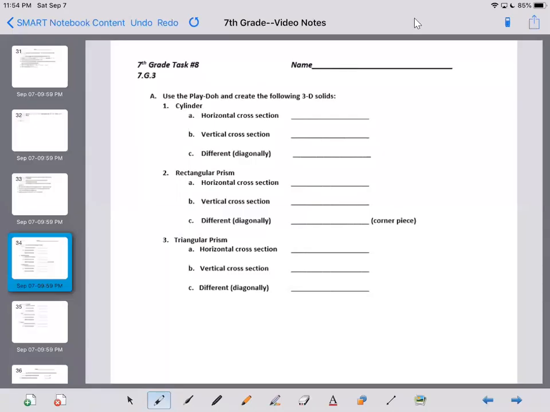So this is part 2 of our video series with 7th grade math standards. We're going to pick up with task 8, and we're looking at our standard 7.G.3. And this is where we're starting to look at cylinders.